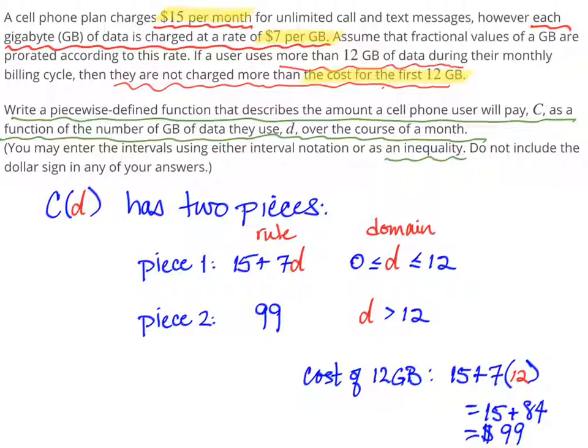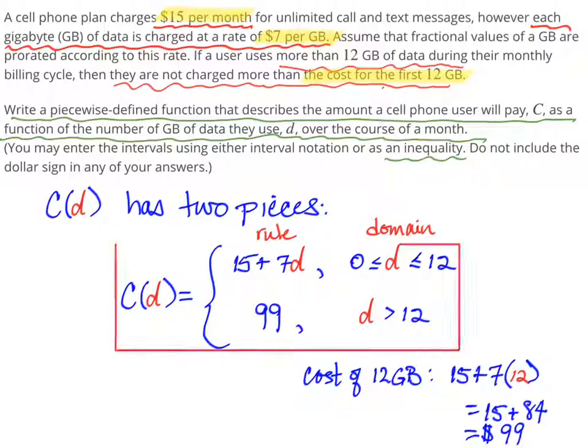So this is what our function looks like. We can now just say C of D is equal to 15 plus 7D when D is between 0 and 12, and it's 99 when D is greater than 12. And we're done.